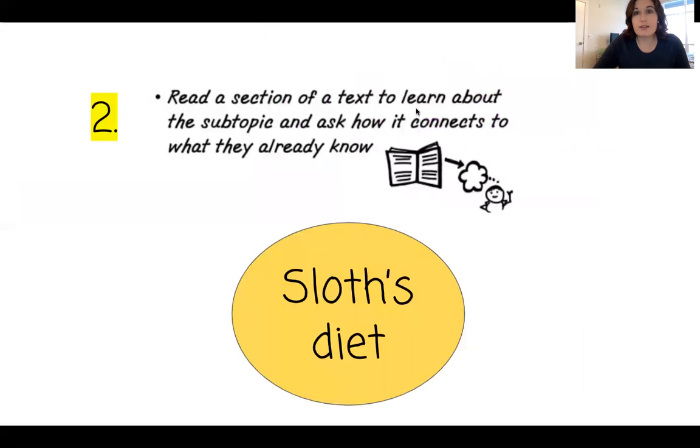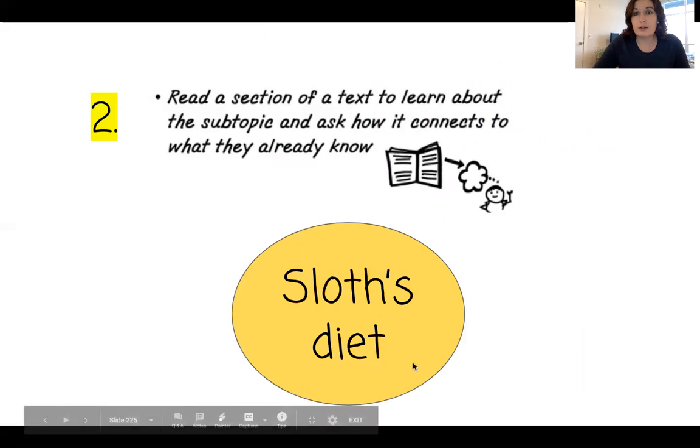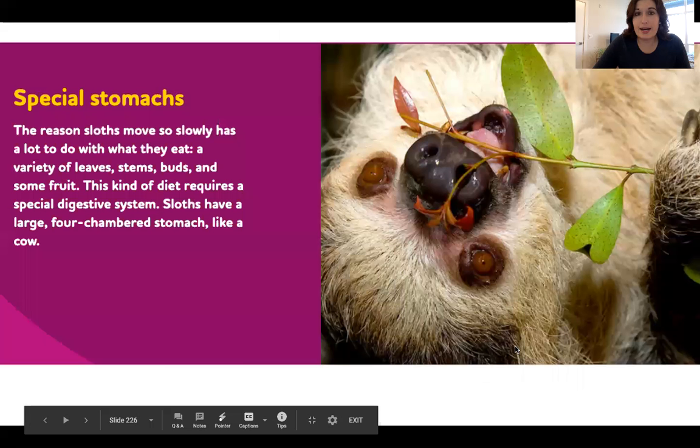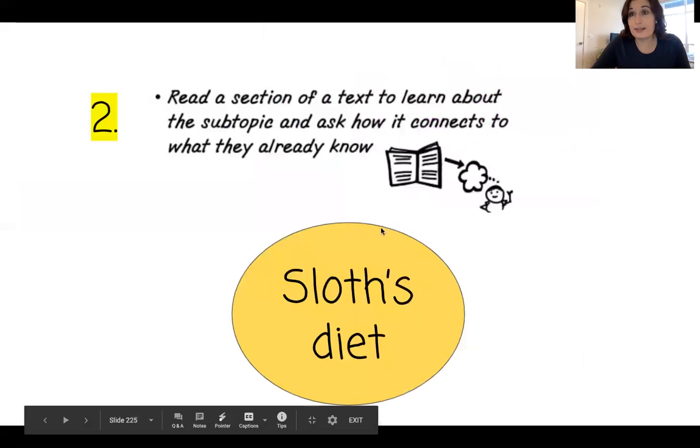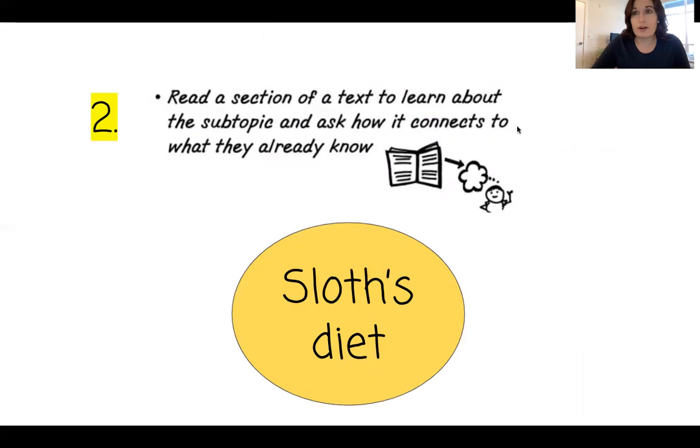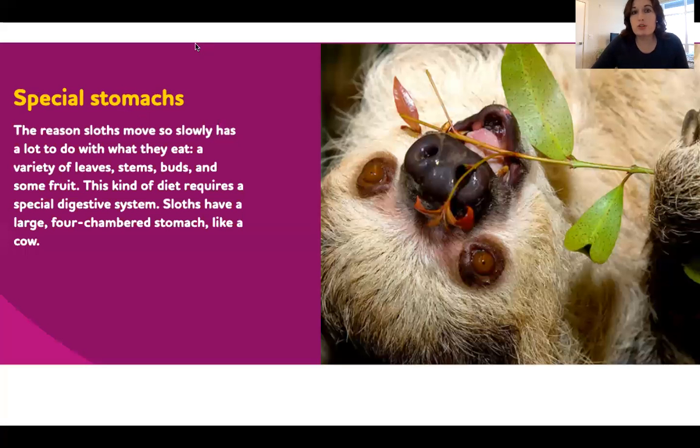So read a section of text to learn about the subtopic and ask how it connects to what they already know. So I already know about a sloth's diet that they eat leaves. That's something I know. I want to learn more though. So I already know they eat leaves, but I'm looking for more information. So we're going to read this short paragraph and we're going to see what new information we learn. And at the end, you will share out that information.